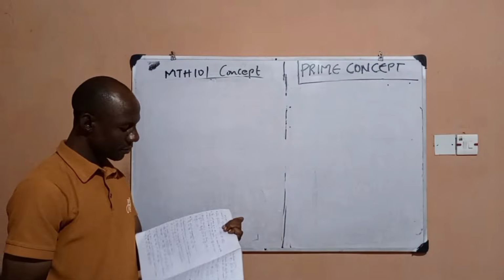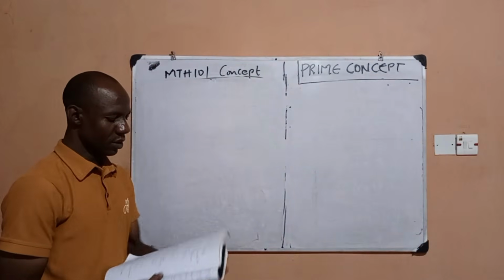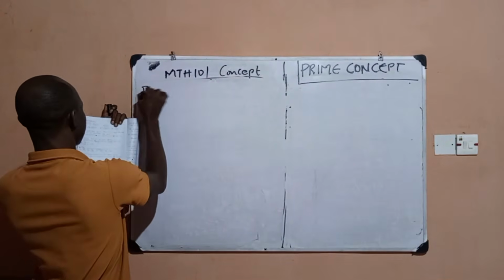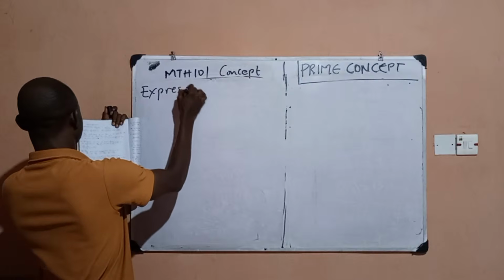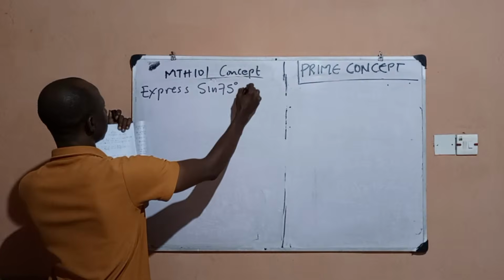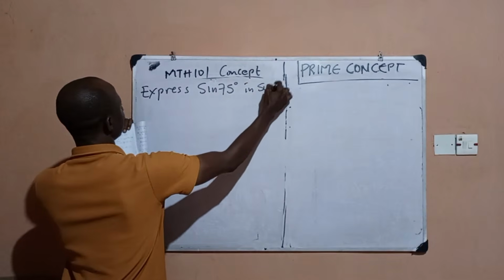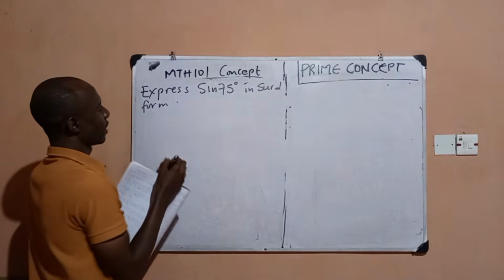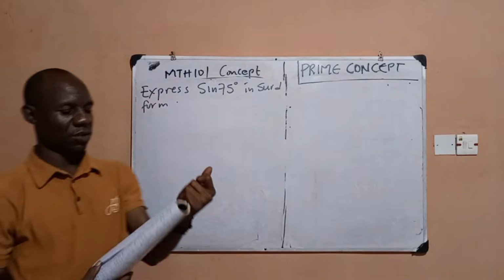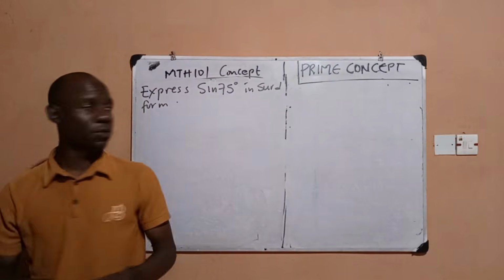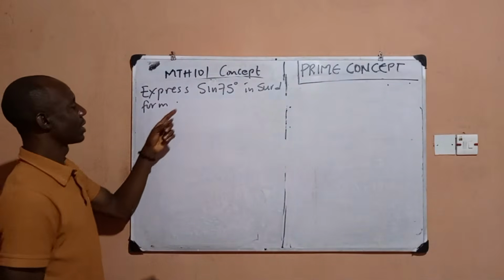So I have my question number 3, which says express sine 75 degree in surd form. Express that in surd form. I have options, but let me save time. Express this in surd form. So I'll do that quickly.